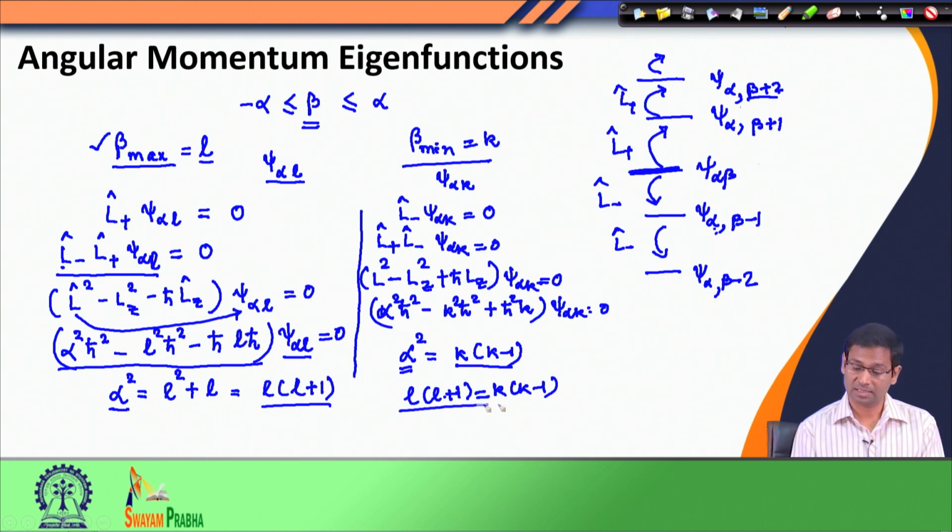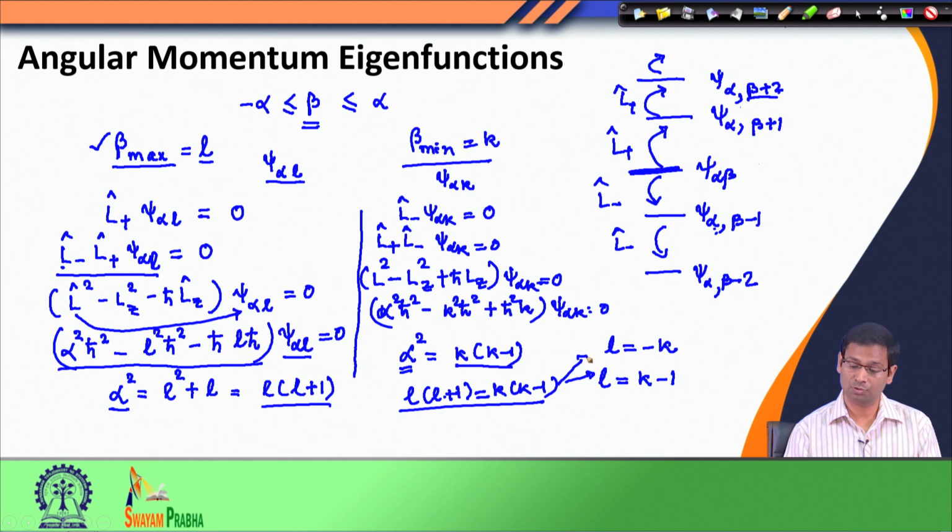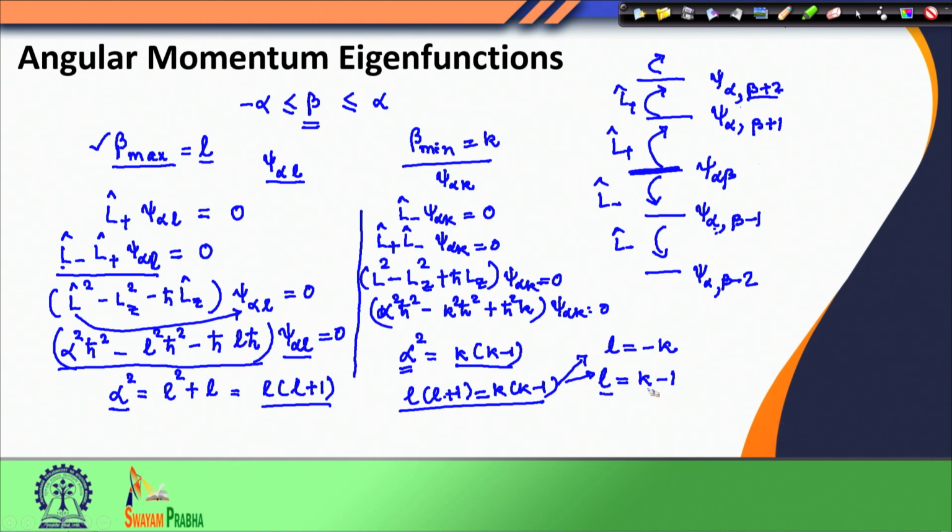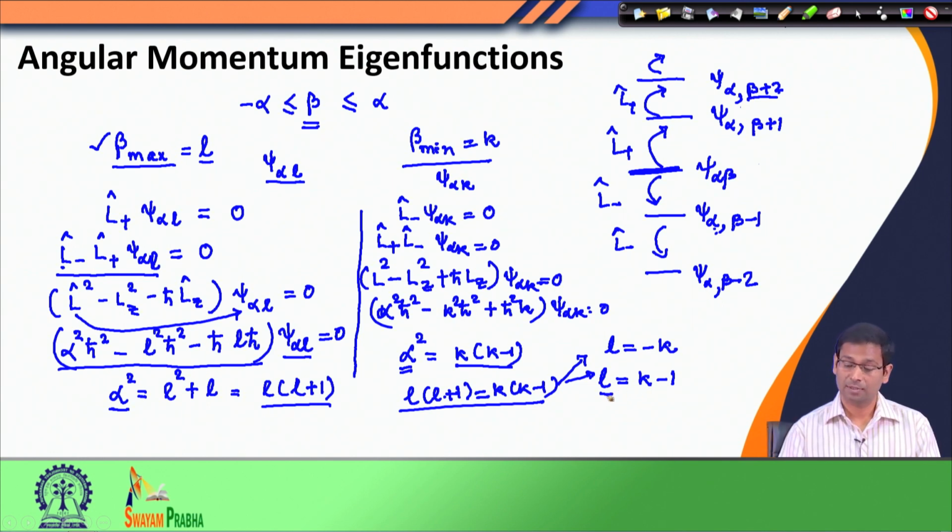When I solve this equation, I would get L as minus k, that is one solution. The other solution I would get is L is k minus 1. So, please solve this, just factorize this, and then you would see that these are the two outcomes. Look at this, L is k minus 1. L is actually the maximum value of beta, and k is the minimum value of beta. So, therefore, the maximum value cannot be 1 less than the minimum value. So, this is not an acceptable solution. So, I am left with only one possible solution, that is L equals minus k.